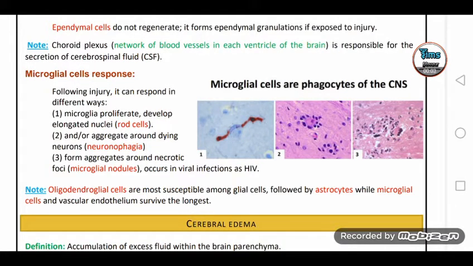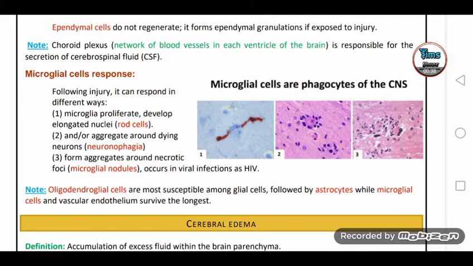So how are the ependymal cells related to the choroid plexus? The ependymal cells contribute to the secretion of the cerebrospinal fluid as well. Moving swiftly on to the last type of glial cells, the microglial cells. The microglial cells do the same function as the macrophages in our bodies, okay? So following injury, they can respond in different ways.